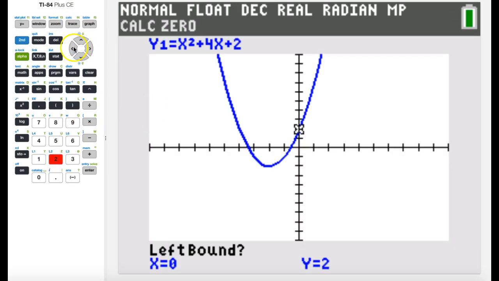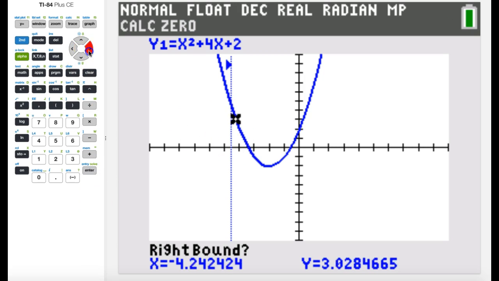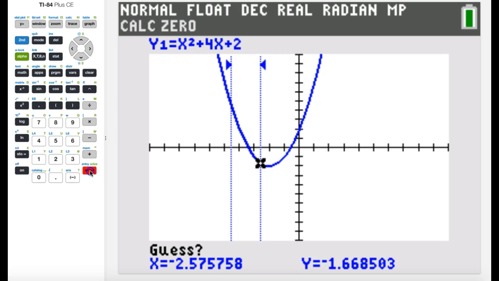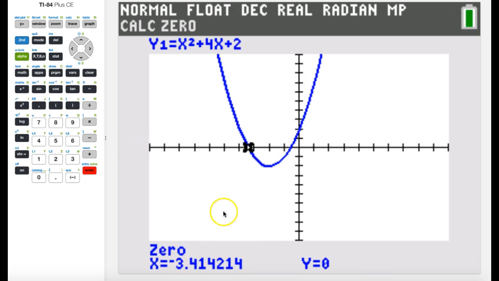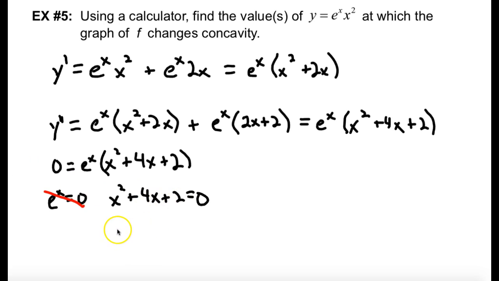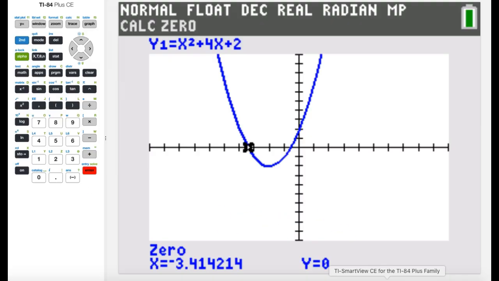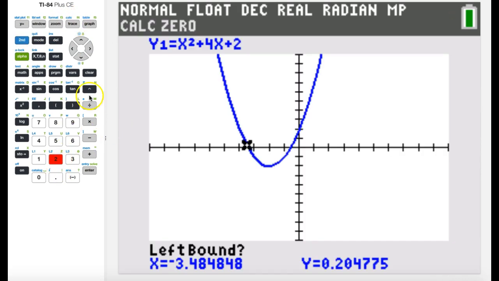So it asks me a couple of questions. It asks me for a point to the left, so it doesn't matter where that point is as long as it's to the left of the point. Then it asks me for a point to the right, and then guess does not matter. So my first answer is negative 3.414. So x equals negative 3.414.